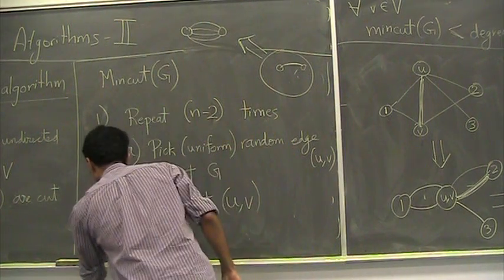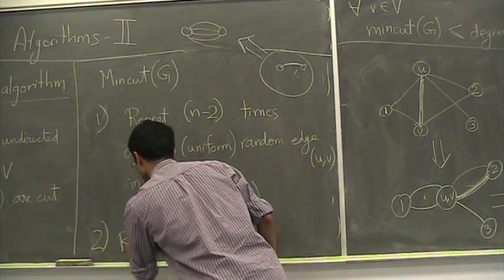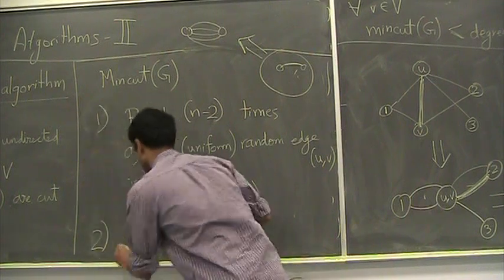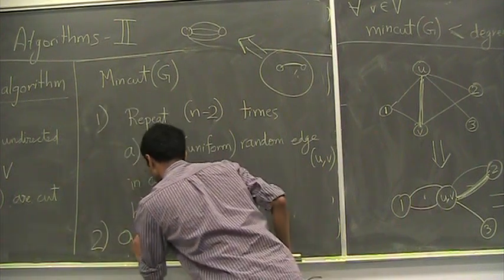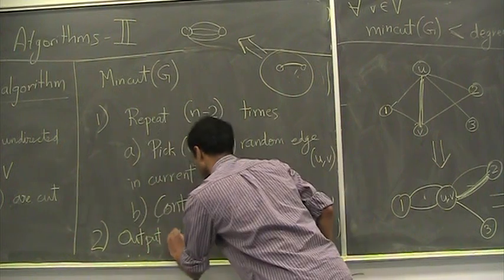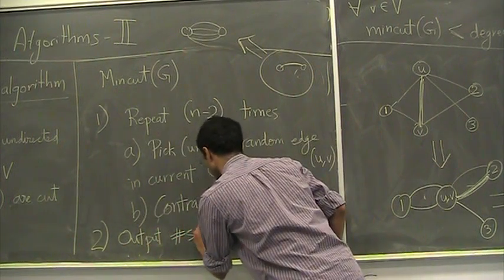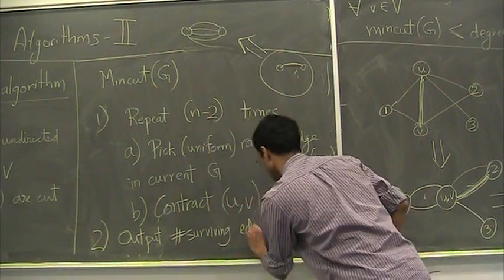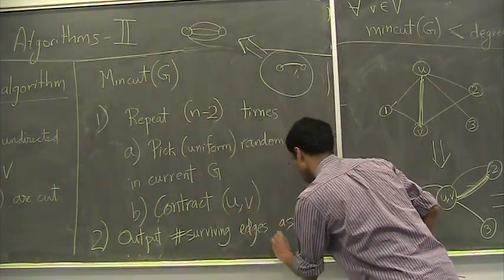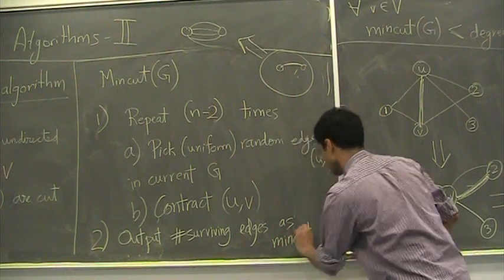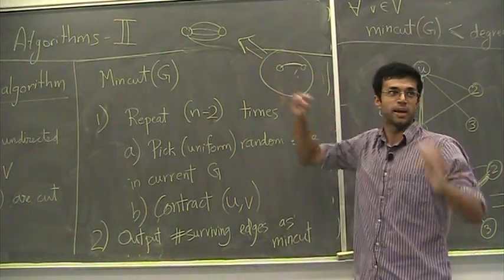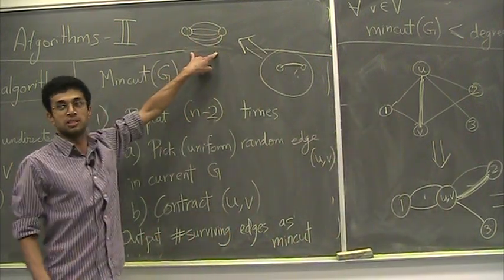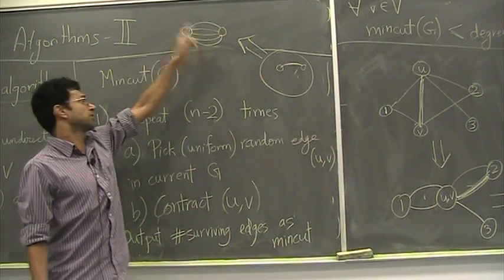So report, or I should say output, the number of surviving edges as the Mincut. Just this. So note that every time I contract, I throw away self loops. So after doing all these contractions, I have 2 vertices left. I'm just going to say that's the Mincut.